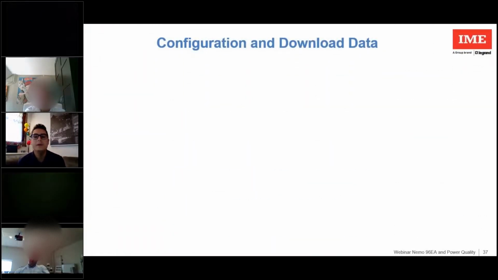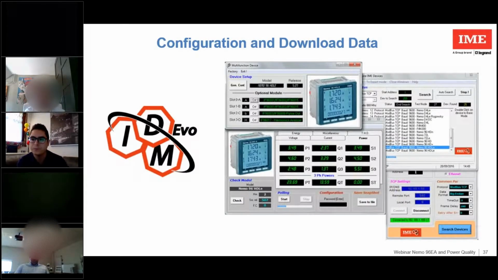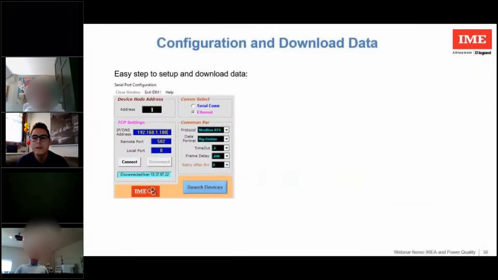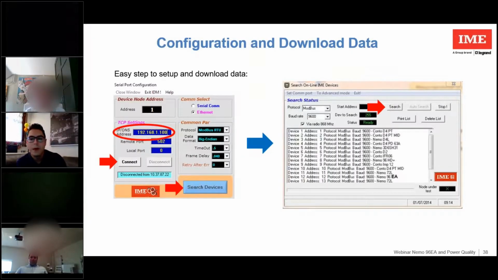Well, how do we download the data in memory? Very simple. You can use our free of charge software called EDM Evo. The steps to do this are very simple. First of all, open the software and set the IP address of the RS-485 Ethernet interface on which the Nemo 96EA is installed, and click on connect. After that, click on search device. The software starts to scan the network to search for the instrument. Once found, click on the Nemo 96EA.